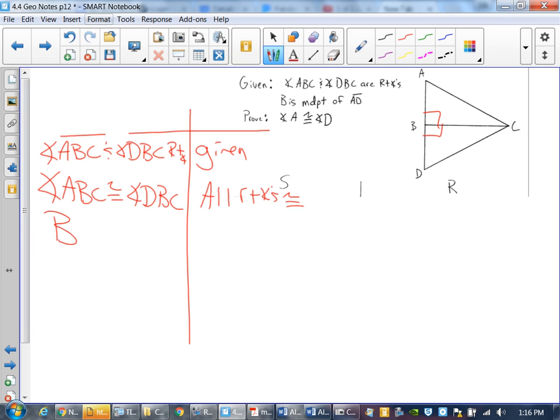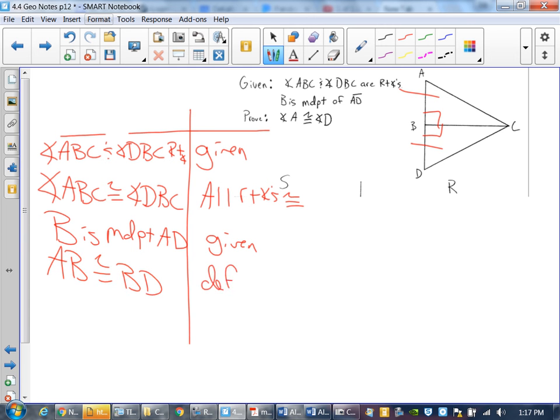B's a midpoint. Mark it. What were the two segments? AB and BD. You have a side and an angle. Find another angle or find another side. What do you have to have?